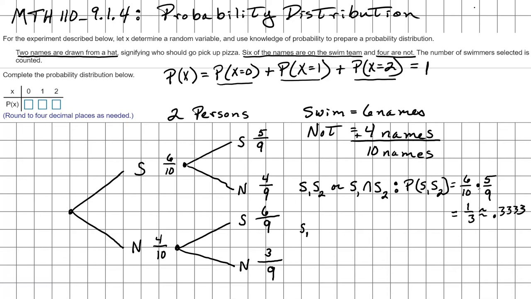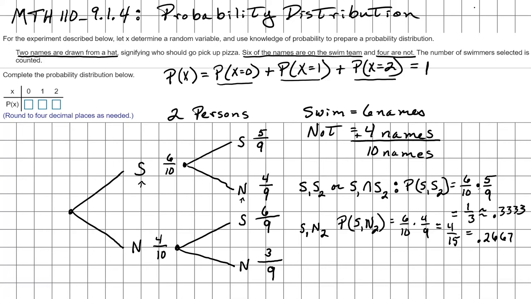And we're going to do that for the remaining 3 probabilities, remembering that we can write them as the first name being on the swim team, which would be right here, and then the second name not being on the swim team, which means that it'll be the probability of S sub 1 N sub 2, and that will be equal to 6/10 times 4/9, and that'll be equal to 4/15, which, when we divide that out, will be equal to 0.26 repeating, or rounded to 4 decimal places, 0.2667.